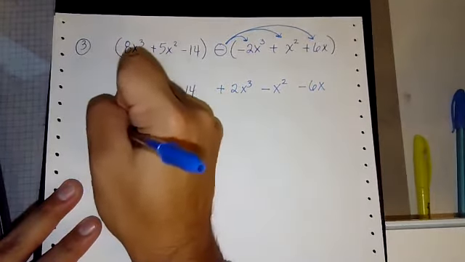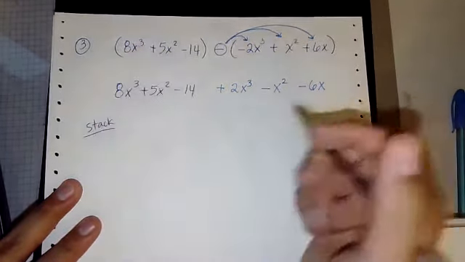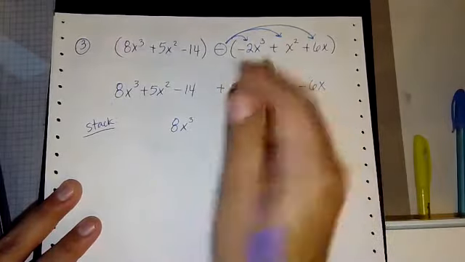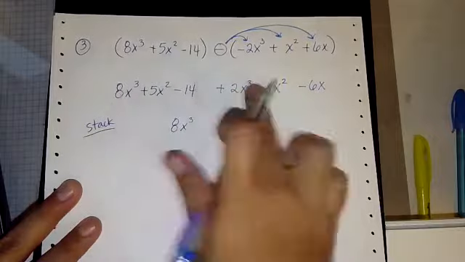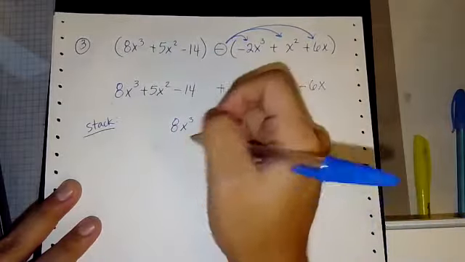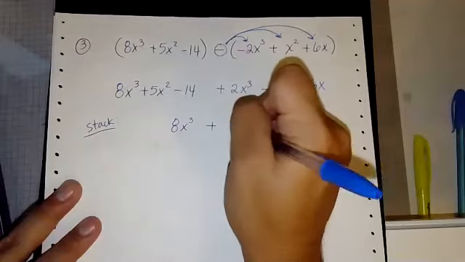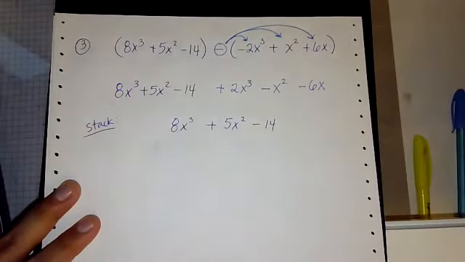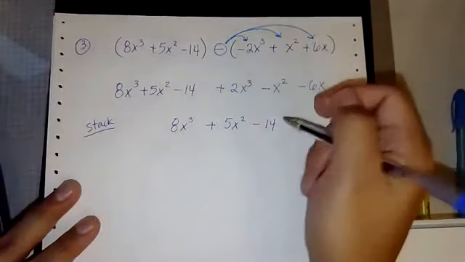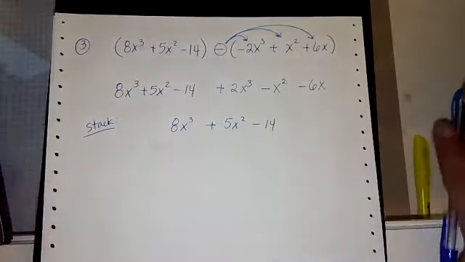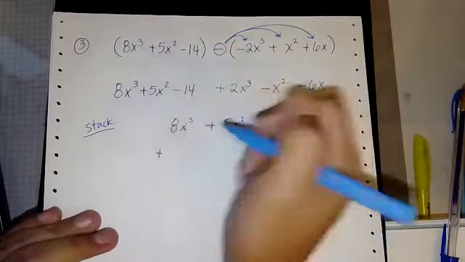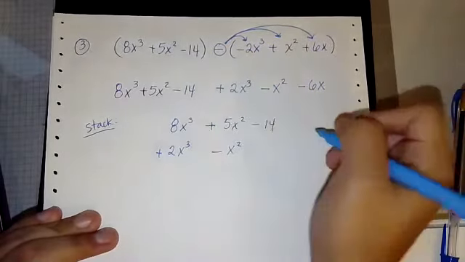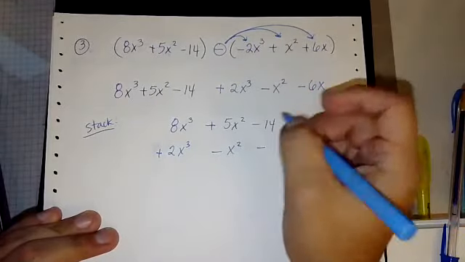Then we can go ahead and stack this, if you prefer the stacking method. I'm just being consistent now. I usually don't stack them myself. I'll just go ahead and circle the like terms. But since I've already started, let me go ahead and finish. Then we're going to stack this guy, 2x to the third minus x squared minus 6x.